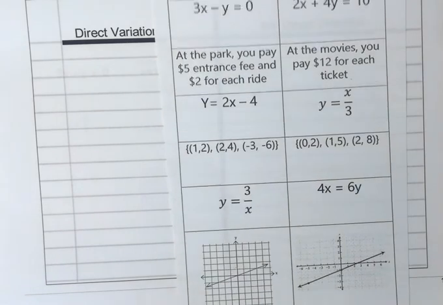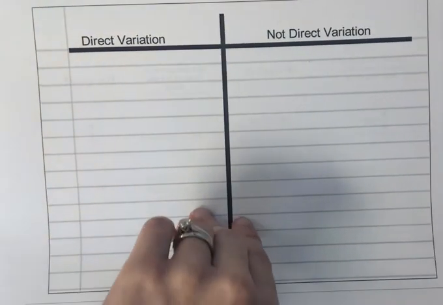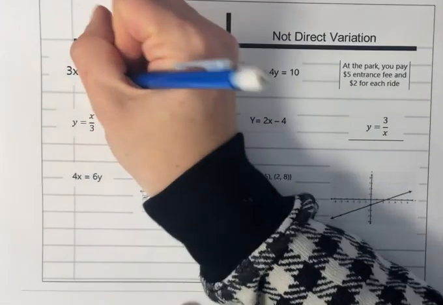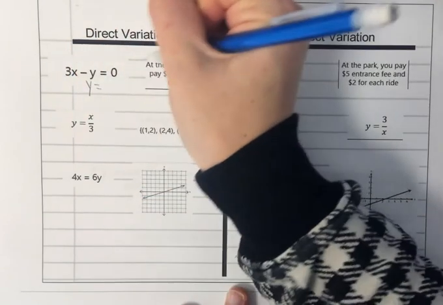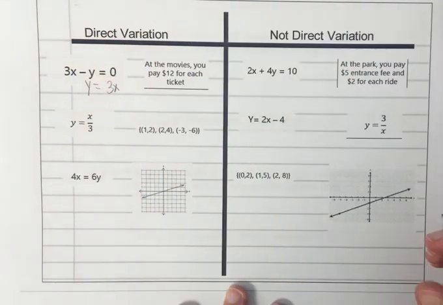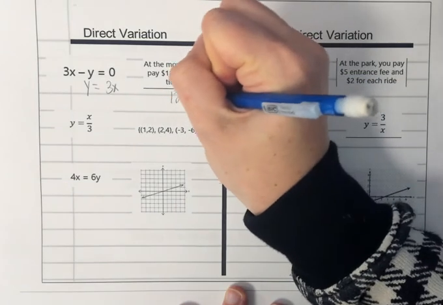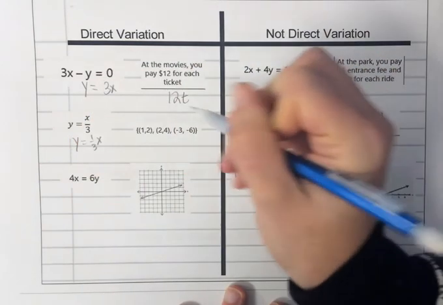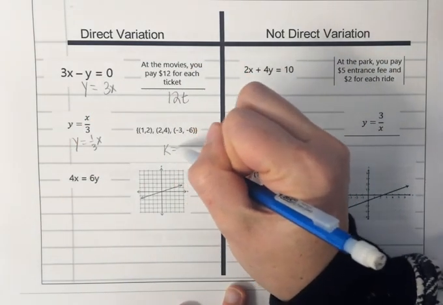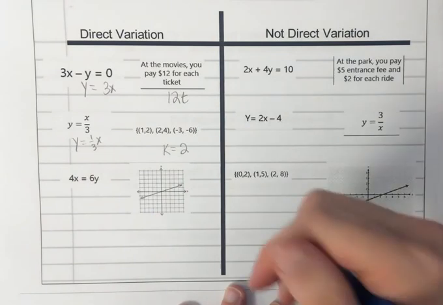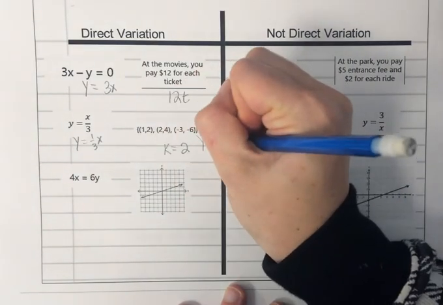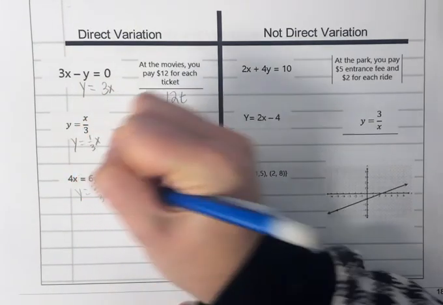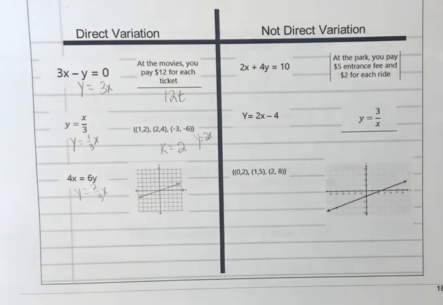Okay, so after you've glued them in, it should look like this. So when you solve for y here, it would be just 3x because I would subtract and then have to divide by -1. At the movies, $12 per ticket. This, remember, is y equals 1/3 x. This one has a constant of 2. So just to let you know, your equation for this would be y equals 2x. This one would be y equals 2/3 x. And this one's a straight line that goes through the origin.